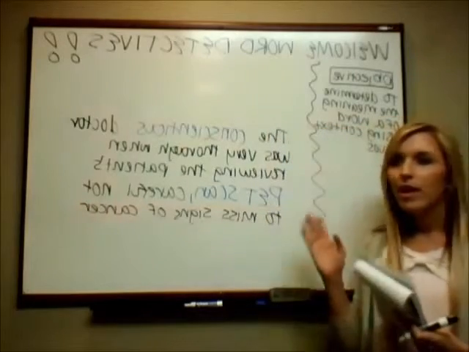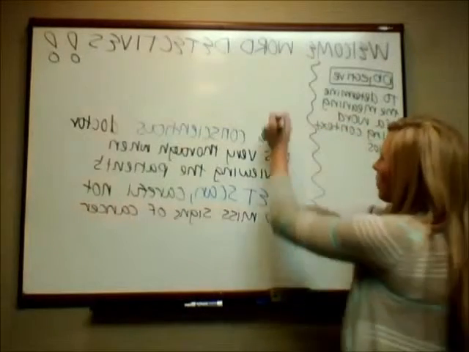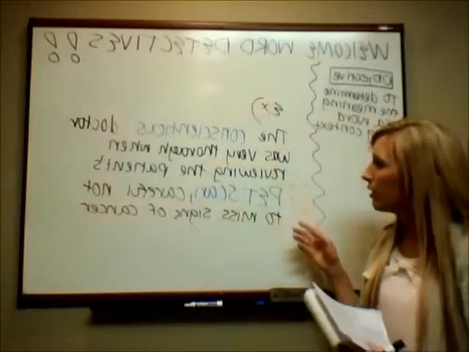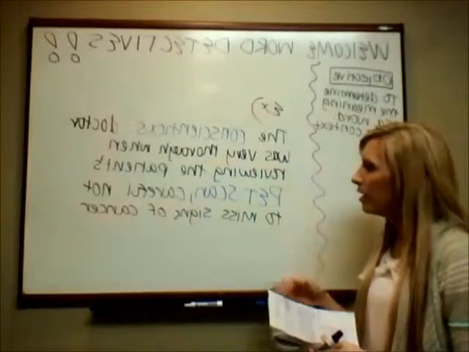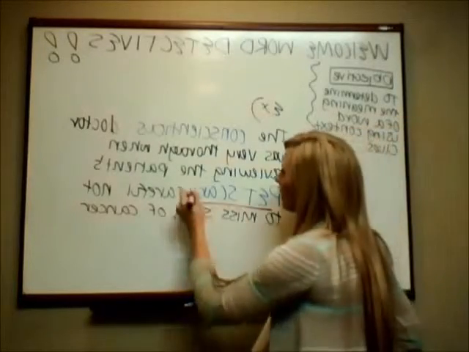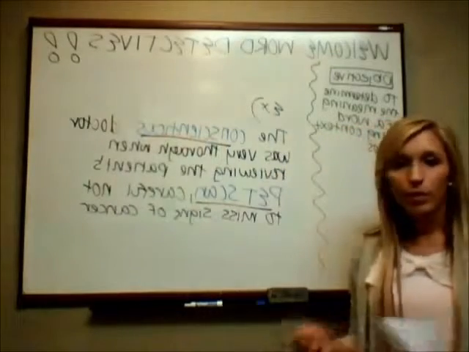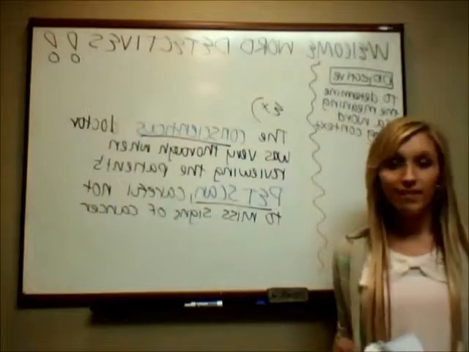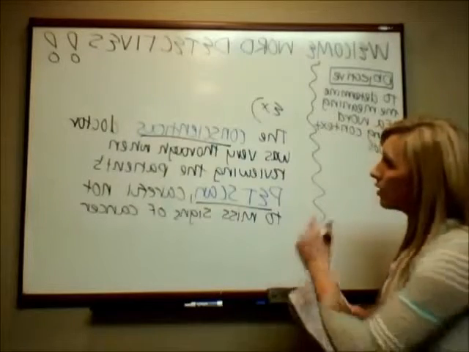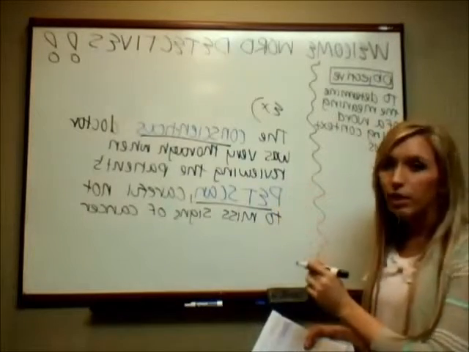Okay, guys. Our second example: the conscientious doctor was very thorough when reviewing the patient's PET scan, careful not to miss signs of cancer. And so we have two words in here that we want to know the meaning of. We want to determine the meaning of these two words using our context clues within this sentence, okay? The conscientious doctor was very thorough.